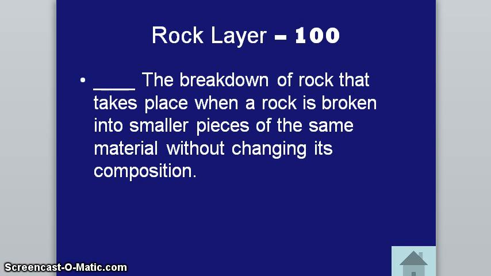Blank is the breakdown of rock that takes place when rocks are broken into smaller and smaller pieces without changing their mineral composition, and that's going to be physical weathering.